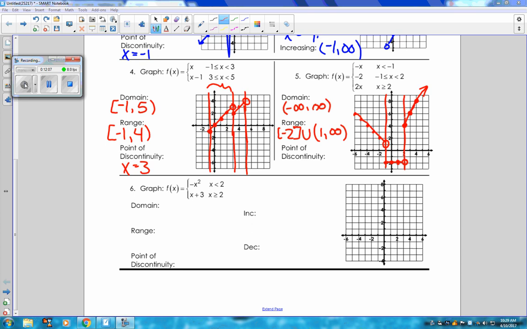What's my point of discontinuity? X equals negative 1 and 2.